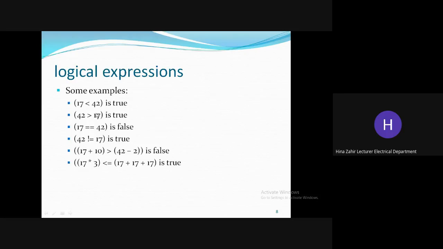Yes, it's the same thing, but we can write it in many ways. 17 is equal to 42. No, it is false. 42 is not equal to 17. Yes, this is true. 17 plus 10, which is actually 27, is greater than 42 minus 2, which is 40. No, this is false. 17 into 3 is less than or equal to 17 plus 17 plus 17. Yes, I think this is true.